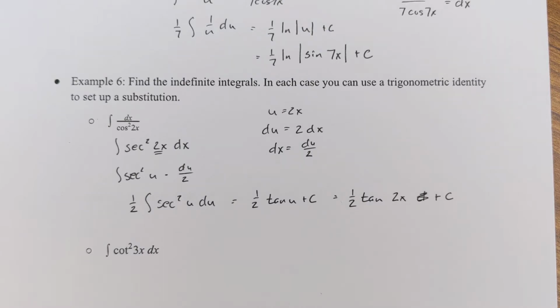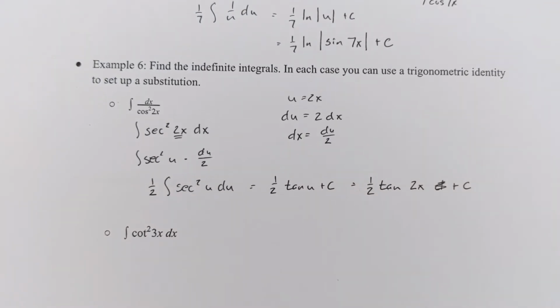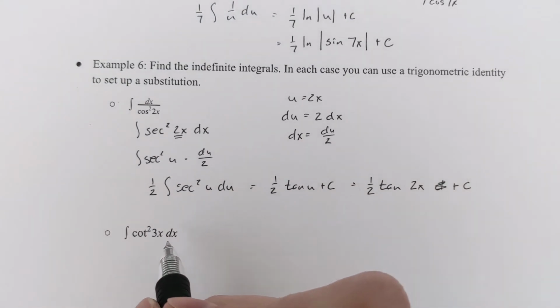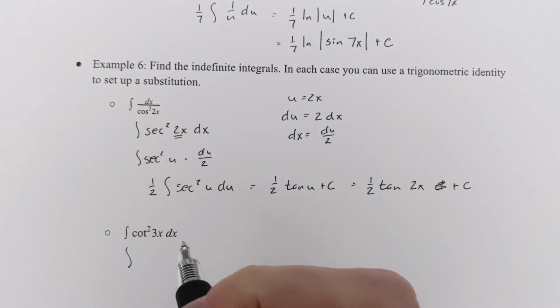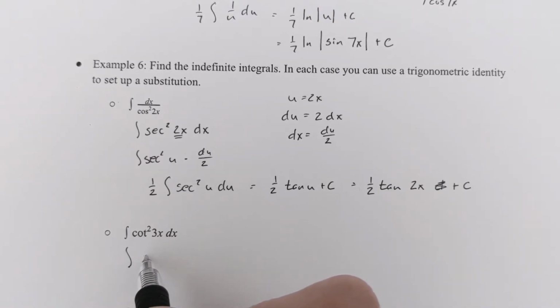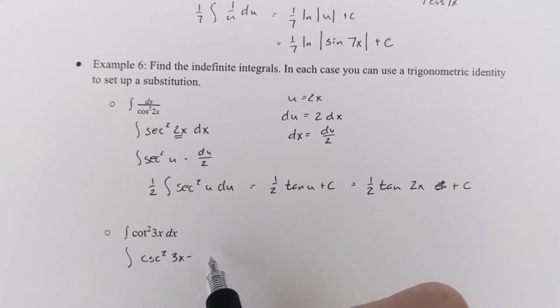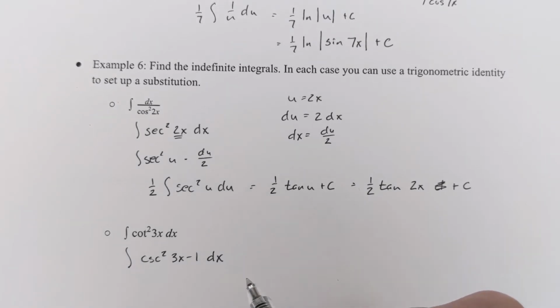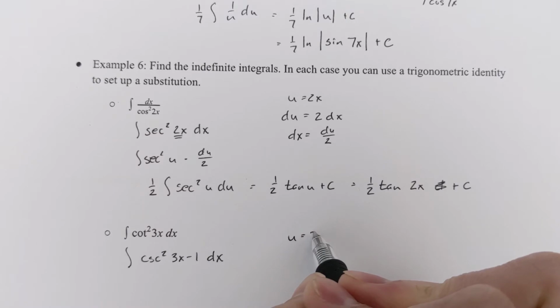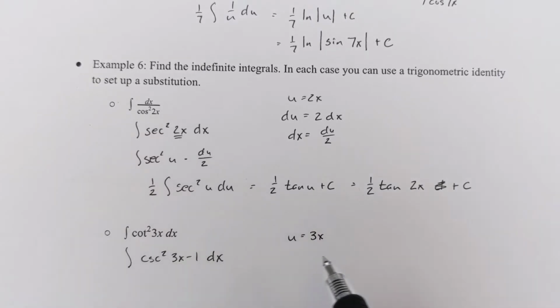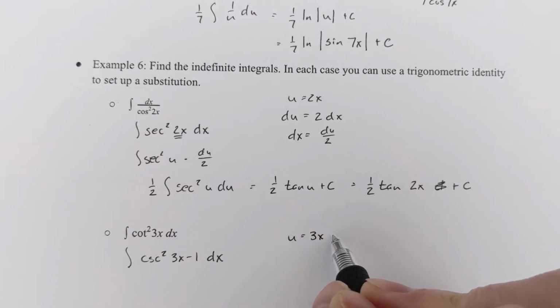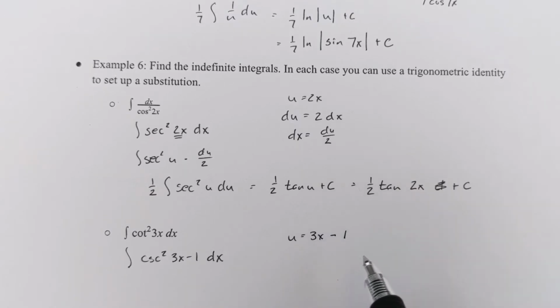Nope, I know what we need to do. We need to use a Pythagorean identity. So this is the same thing as the cosecant squared of 3x minus 1 dx. So my u is going to be, because I know the antiderivative of the cosecant squared is the cotangent, so we're going to use that.